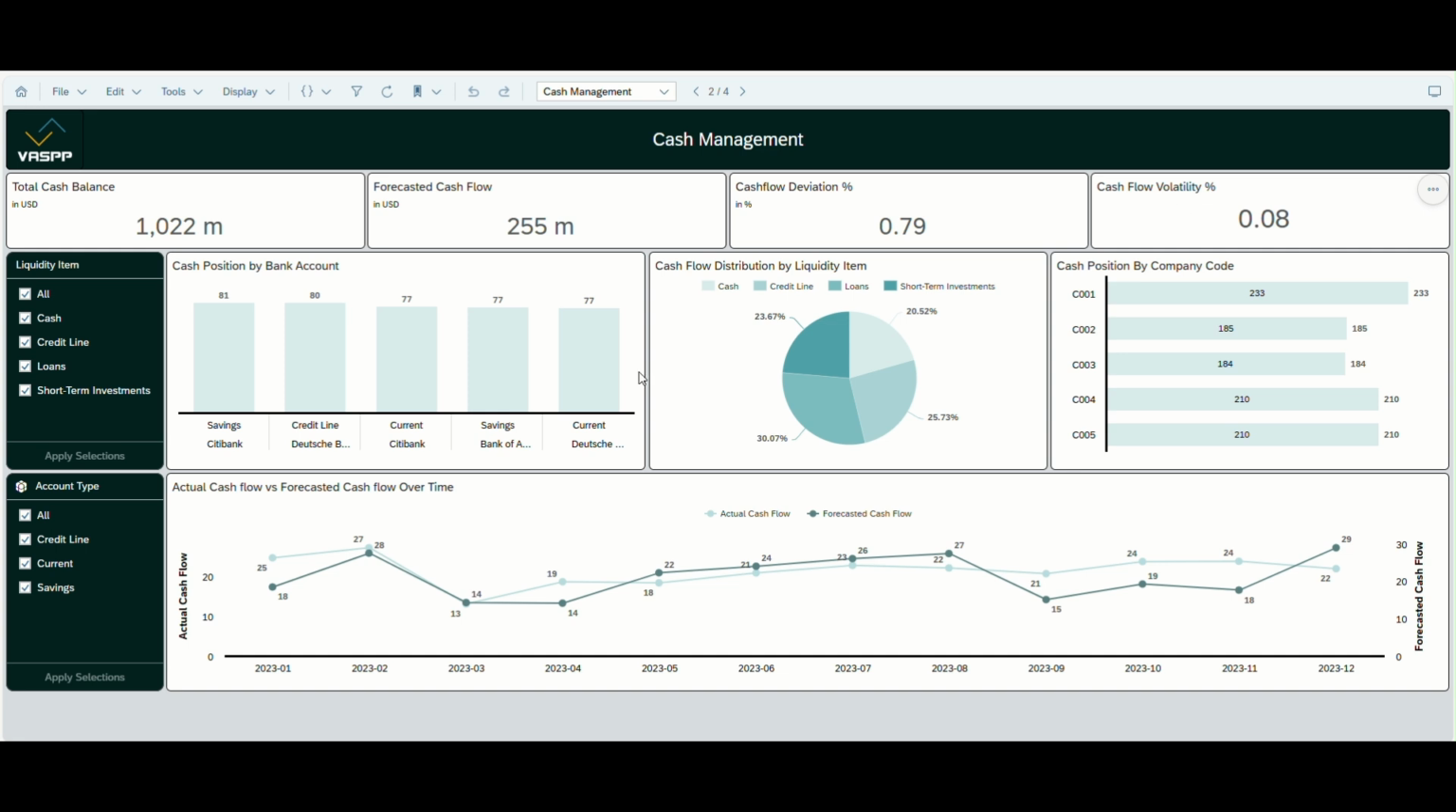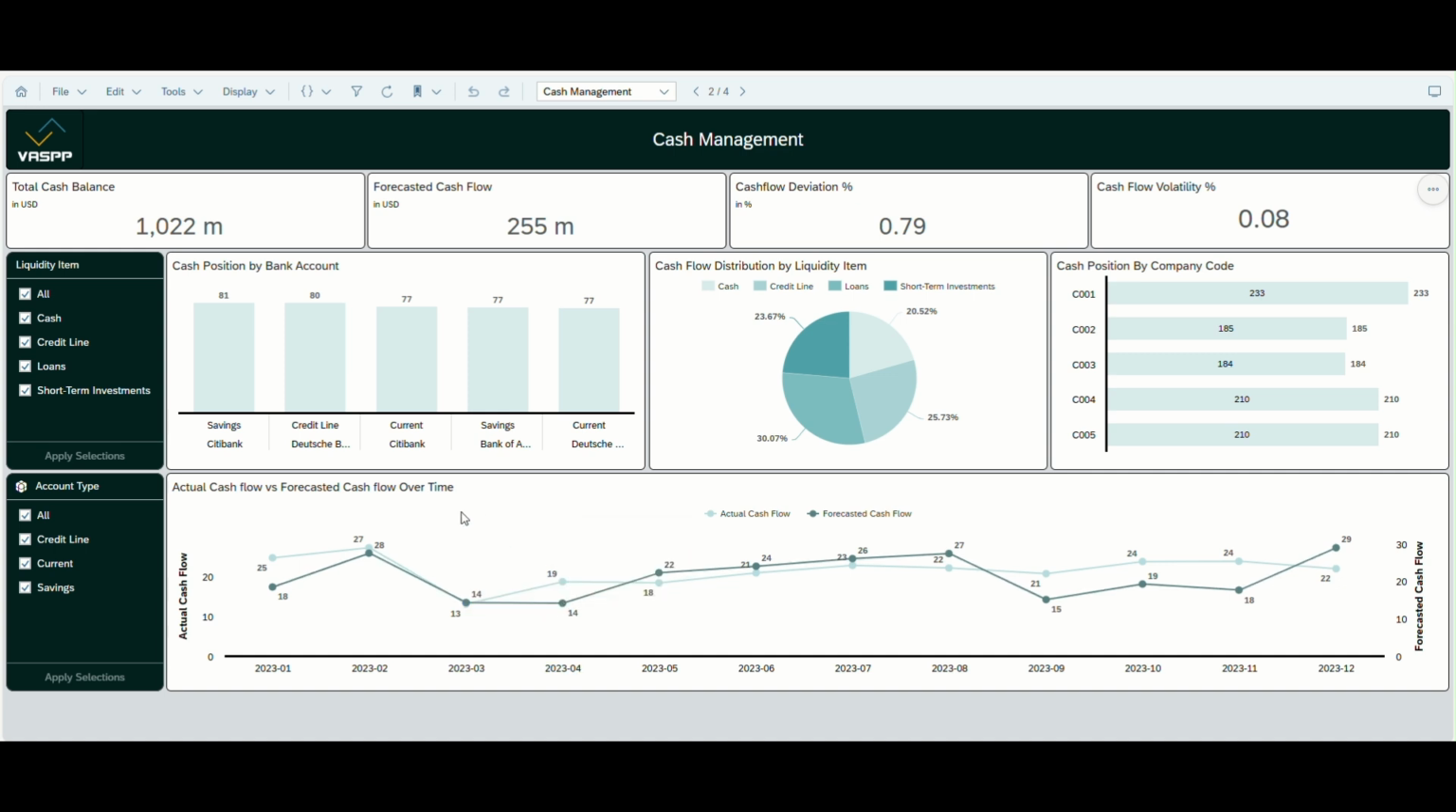Now, let's explore the detailed breakdowns. The cash position by bank account chart reveals where your cash sits, helping optimize bank relationships and manage liquidity with precision. Next, the cash flow distribution by liquidity item shows how your cash flows spread across categories such as credit lines, loans, and short-term investments, supporting smarter allocation decisions. Then the cash position by company code lets you see cash distribution across your legal entities, a crucial insight for managing internal liquidity. The actual versus forecasted cash flow over time line chart tracks performance against your forecasts, spotlighting deviations early so you can adjust plans proactively.